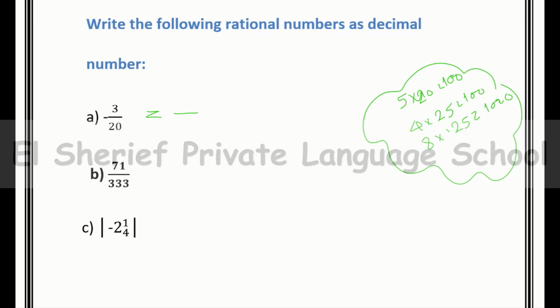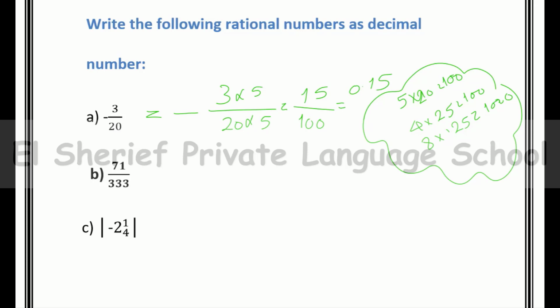Okay, put negative, then 3 over 20. To get the form of decimal, we must have denominator 10 or 100 or 1,000. It will be 100. I will multiply the numerator and the denominator by 5. 3 times 5 is 15. 20 multiplied by 5 equals 100. So negative 0.15. Put 15 with the decimal point after 2 digits.